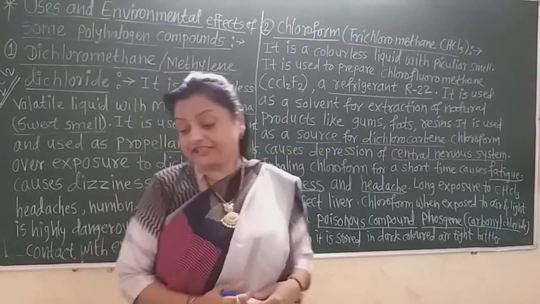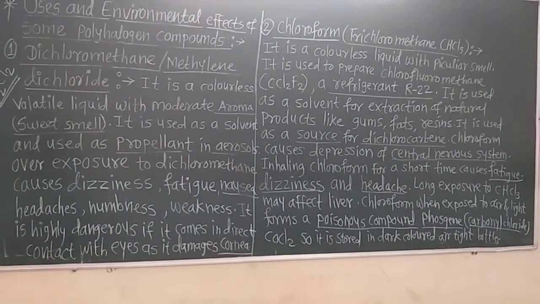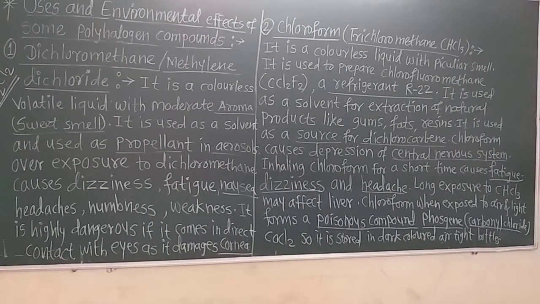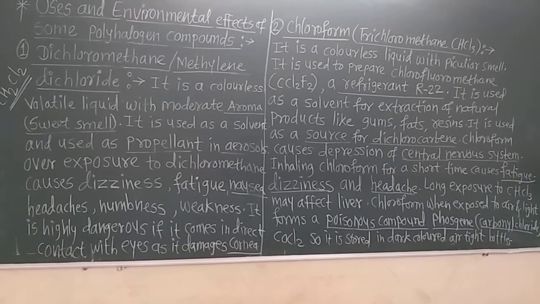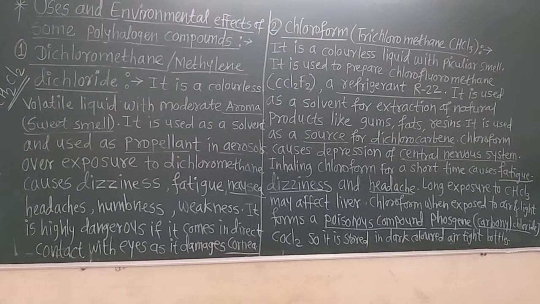the uses and environmental effects of these two polyhalogen compounds, dichloromethane, that is CH2Cl2, and trichloromethane, that is CHCl3. Now let us learn the other compounds which are the polyhalogen derivatives of these alkanes and what are their environmental effects. So students, first take a screenshot and write down the notes in beautiful handwriting in your notes.